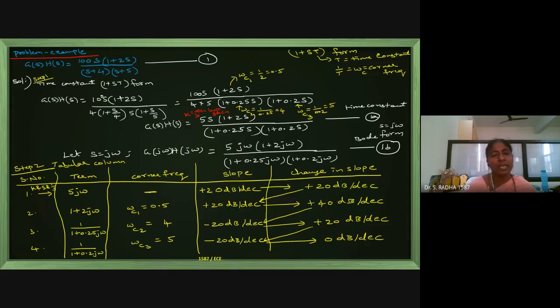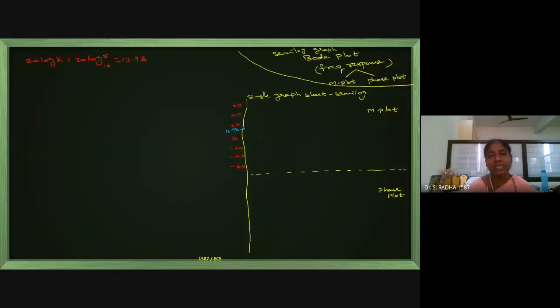It doesn't have any corner frequency. So I will start with plus 20, which means an increasing graph. 13.98 plus 20 means it will become 33.98. It will go to 33.98. Decade means 10.